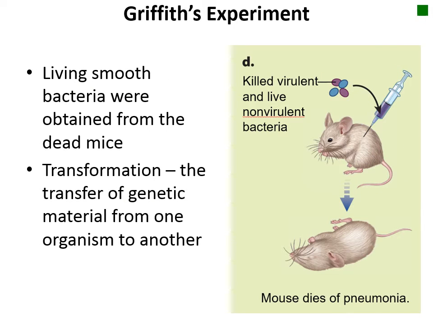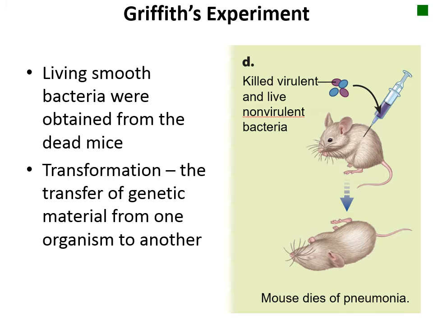Griffith was surprised because neither the heat-killed smooth bacteria nor the living rough bacteria killed the mice individually, but when mixed together they were lethal. He concluded that there must have been some material in the debris of the dead smooth bacteria that contained genetic information that made the smooth bacteria lethal. That genetic material must have been picked up by the rough bacteria, converting them to smooth and giving them the genetic properties that allow them to be lethal. This conclusion was supported by the fact that when the dead mice were dissected, living smooth bacteria were found.